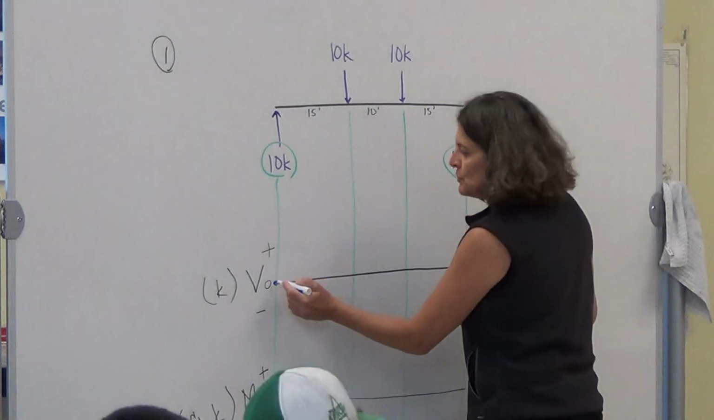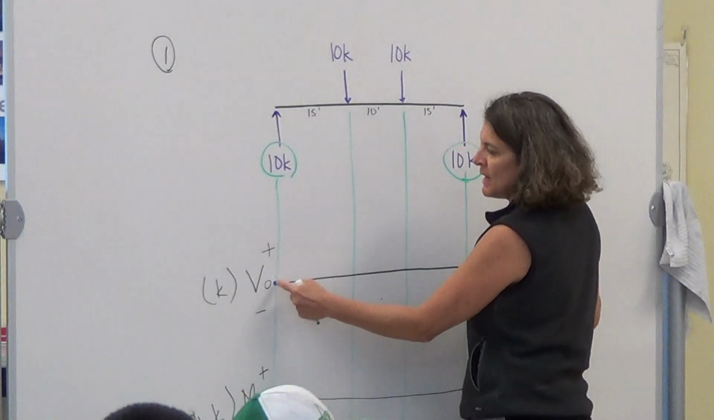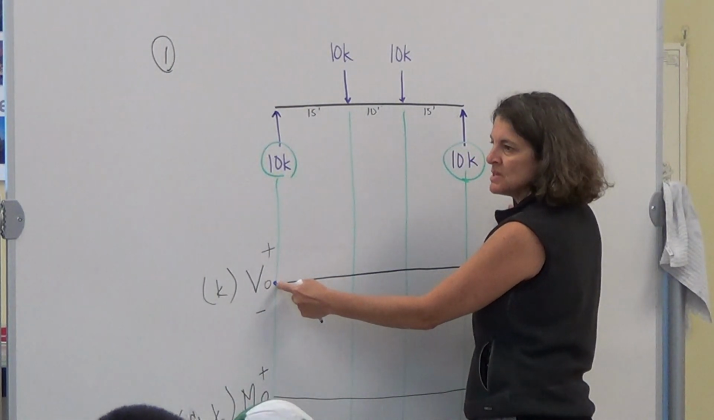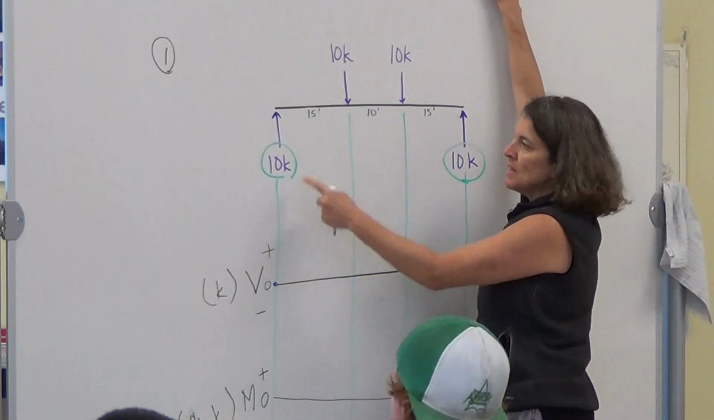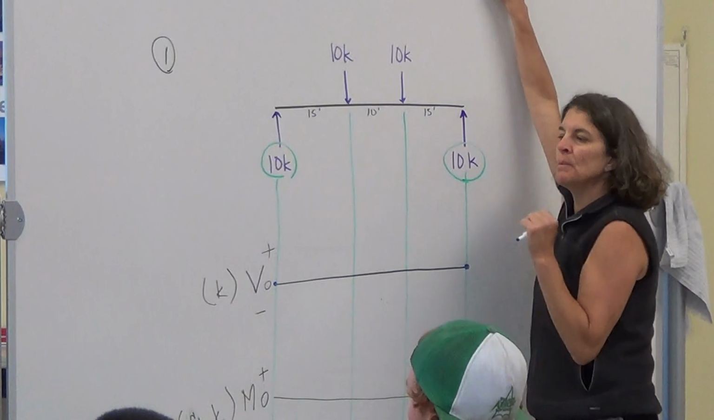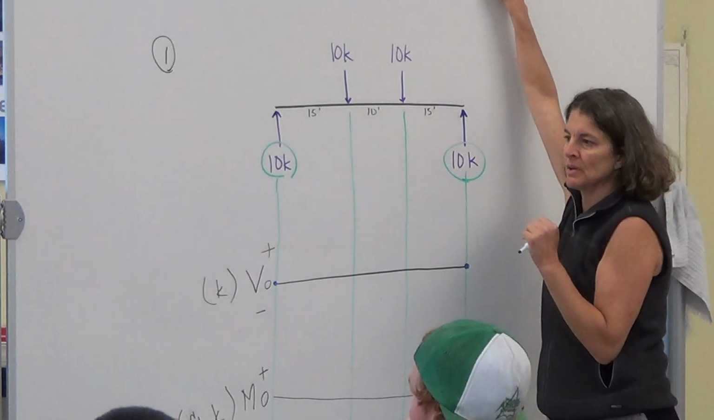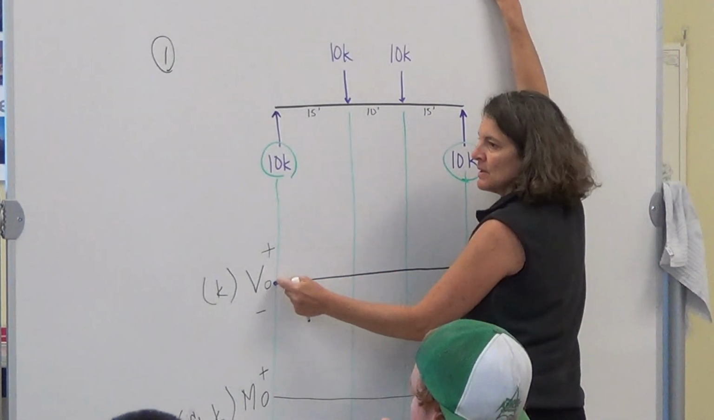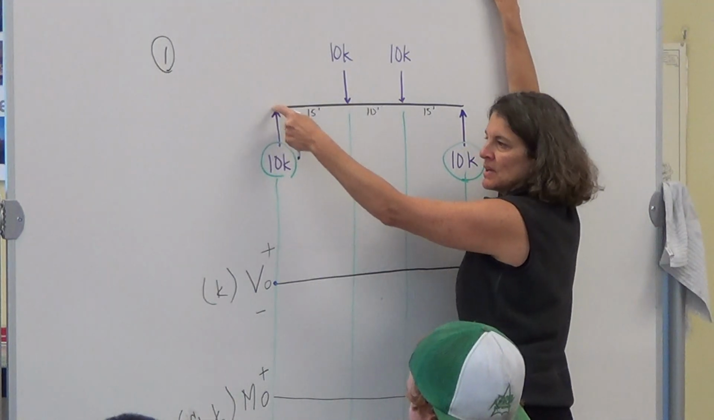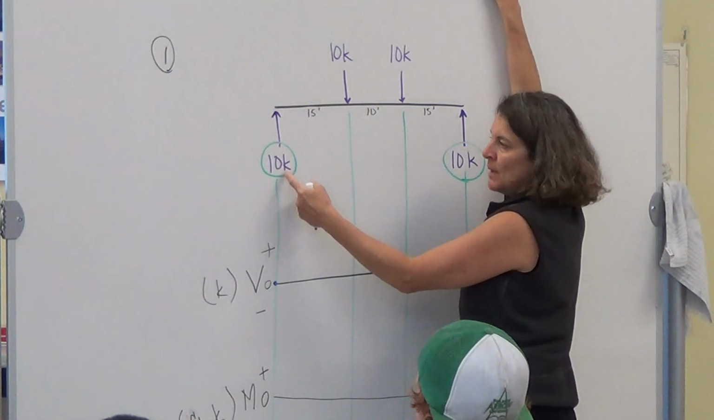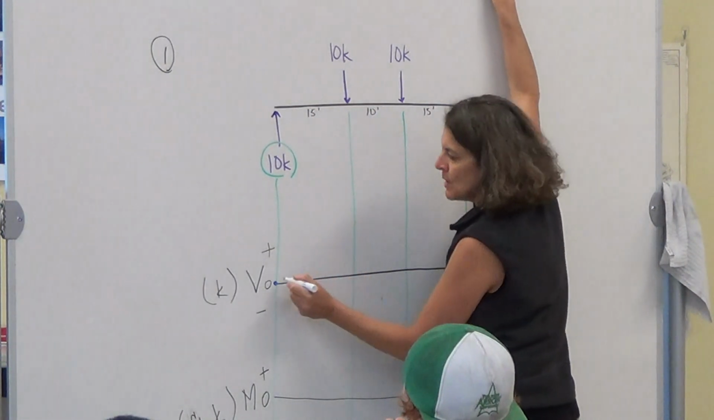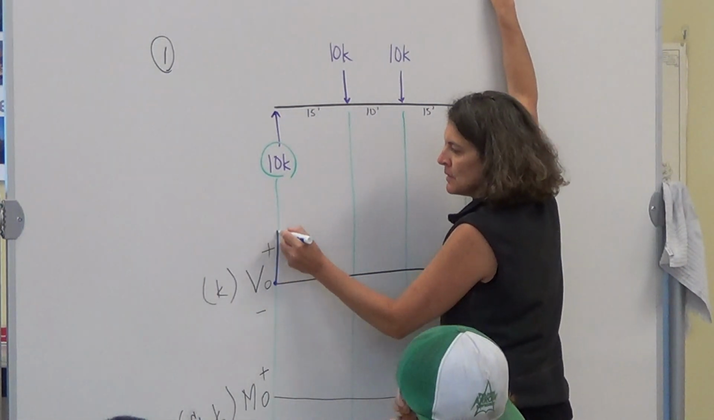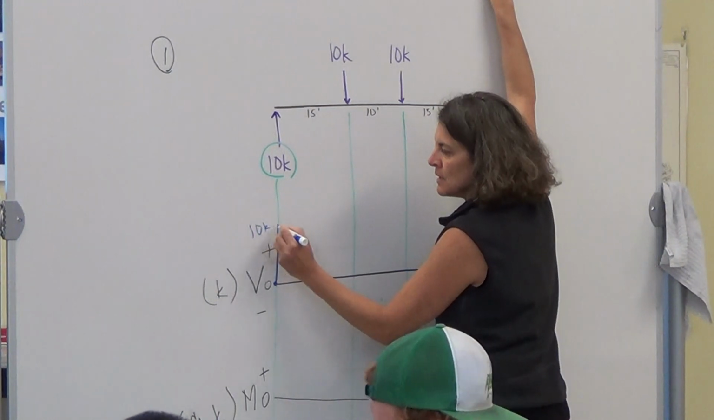At 0, what happens to this beam right here at this point? What is it experiencing? Not tension, the number. What number is it experiencing right here at this point? 10 kips, right? And which direction is it, up or down? Up. So I'm going to go up to 10 kips, and I'm going to stop.